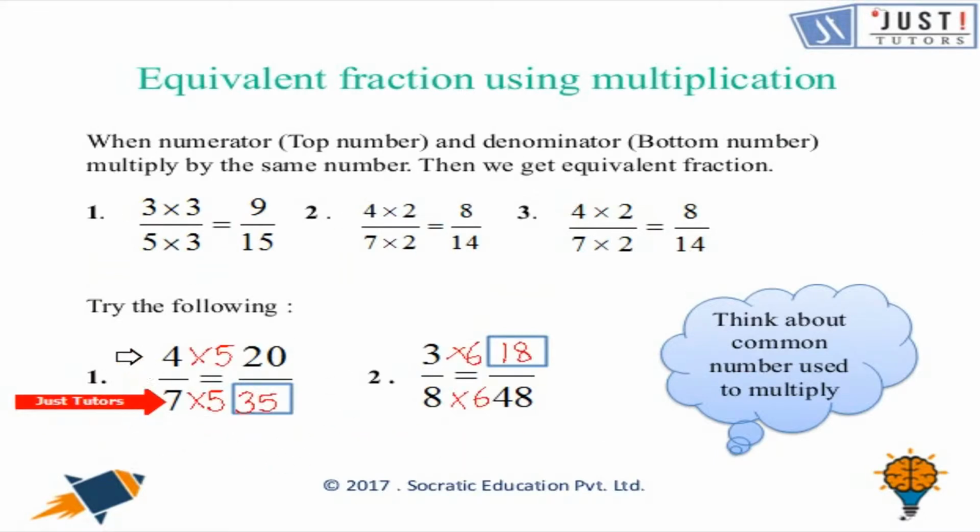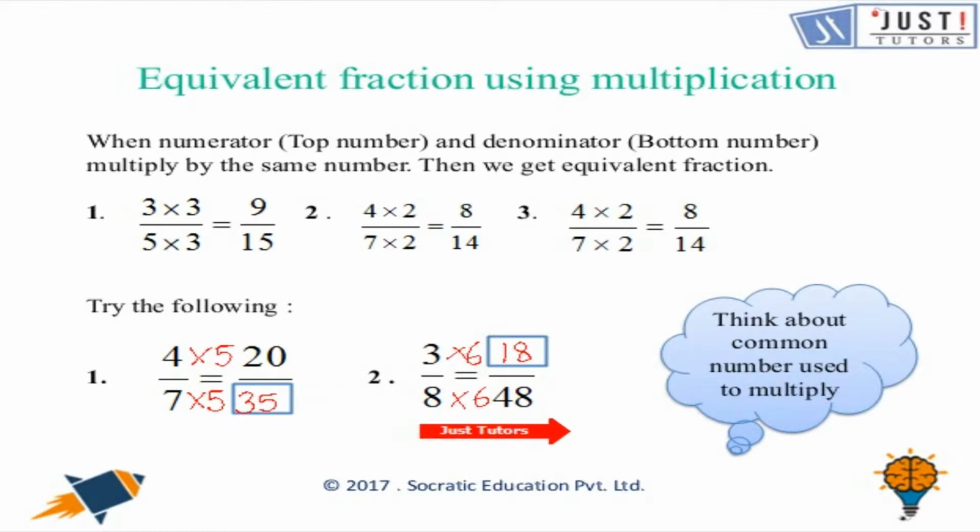You can have a look that here we are multiplying the top and the bottom by the same number, that's 5, to get an equivalent fraction 20 over 35. And here we are timesing it by 6 to get an equivalent fraction for 3/8, that's 18 over 48.